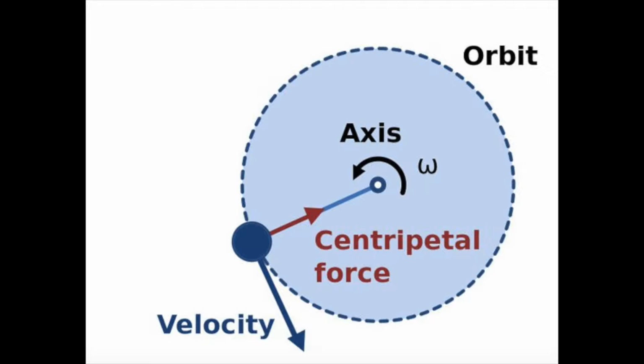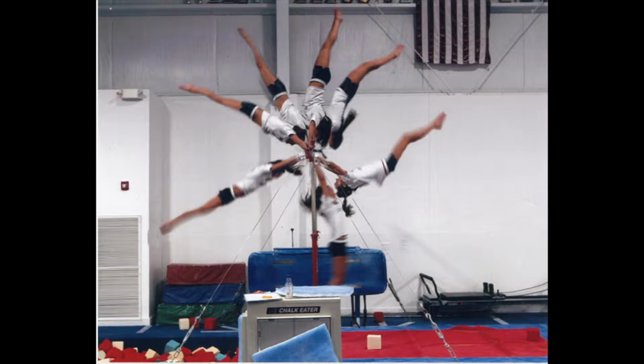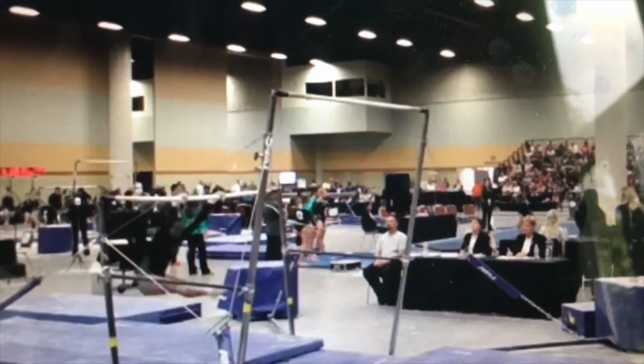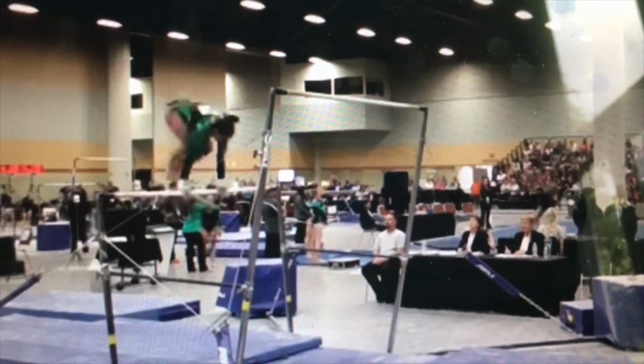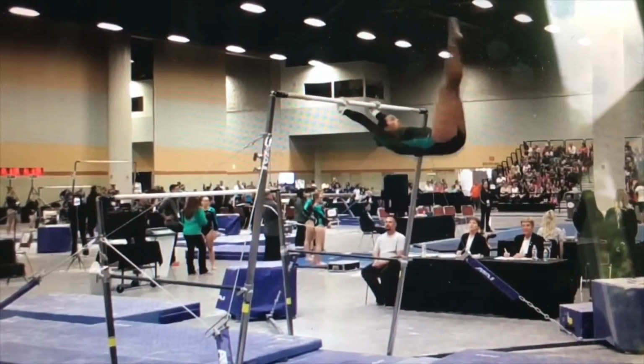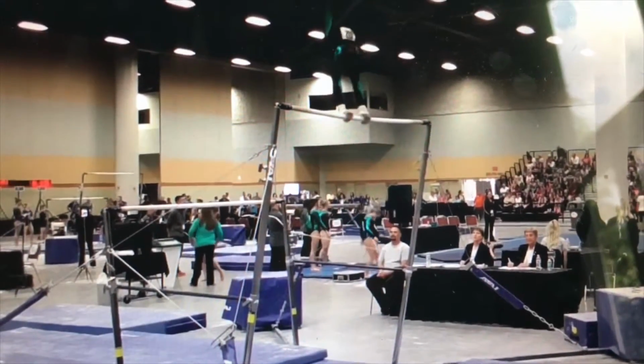In gymnastics, the centripetal force pulls the gymnast towards the bar, allowing her to rotate. Once she releases from the bar, that force is now broken, allowing her to switch to the next bar. When moving toward the next bar, the gymnast moves in the direction of her linear velocity. This repeats itself when changing from bar to bar.